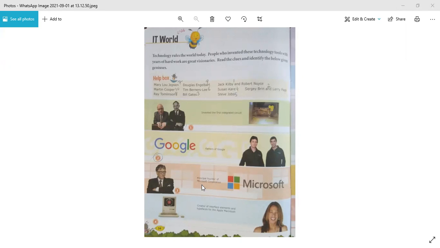Who is known as the principal founder of Microsoft Corporation? Bill Gates. His picture is also given, so try to recognize it. Next, who is the creator of the interface elements and typefaces of the Apple Macintosh? That famous personality is Susan Kare. You just learn it by heart. In your exam or revision test, it can be asked in MCQ form or match the column form. Don't worry, just learn it by heart. Clear, beta?